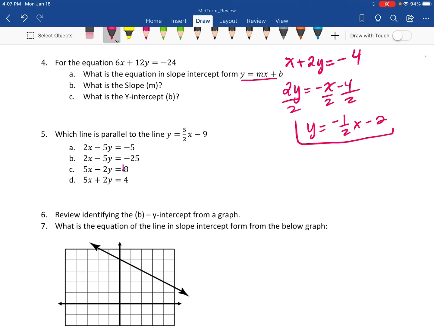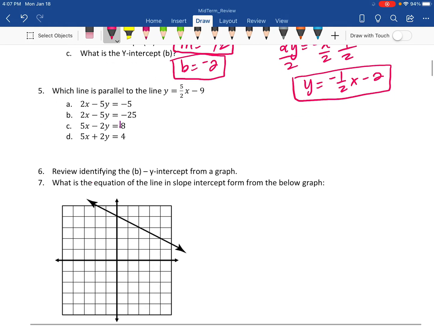That is the equation in slope-intercept form. Then our slope is going to be -1/2. And then our b is going to be that constant, -2. So that is the answer for that one. And this will be an open answer question just like this on the test.